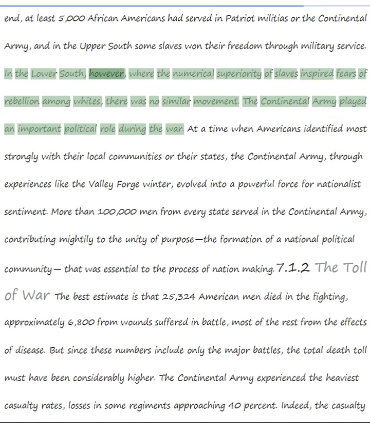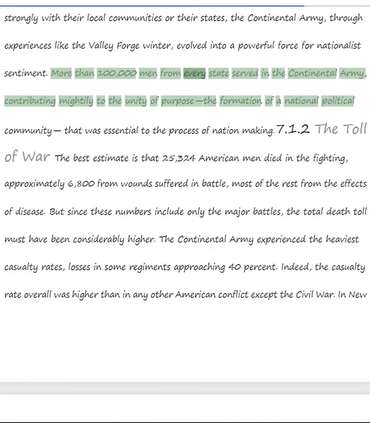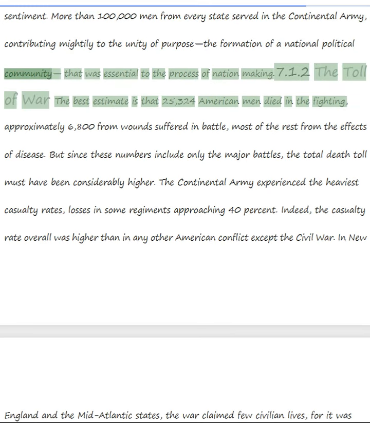In the Lower South, however, where the numerical superiority of slaves inspired fears of rebellion among whites, there was no similar movement. The Continental Army played an important political role during the war. At a time when Americans identified most strongly with their local communities or their states, the Continental Army, through experiences like the Valley Forge Winter, evolved into a powerful force for nationalist sentiment. More than 100,000 men from every state served in the Continental Army, contributing mightily to the unity of purpose, the formation of a national political community that was essential to the process of nation-making.